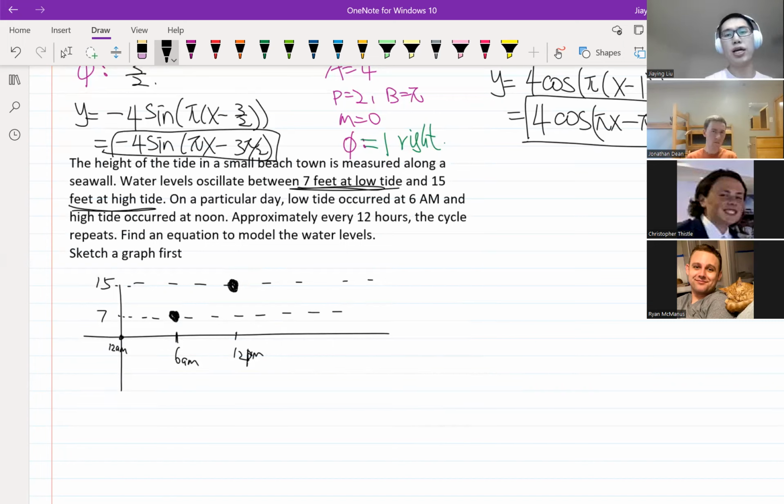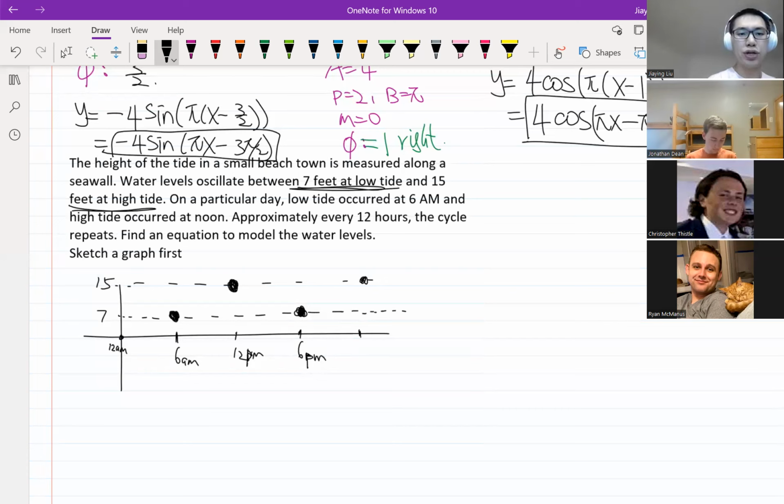And they already tell you that the cycle repeats every 12 hours. So from 6 a.m. to 12 p.m., that's 6 hours. So that means in the next 6 hours, at 6 p.m., it's going to fall back to the lowest level. So from lowest to lowest, that's already 1 period. And then for the next 6 hours, it's going to go back to the highs again, so that repeats.